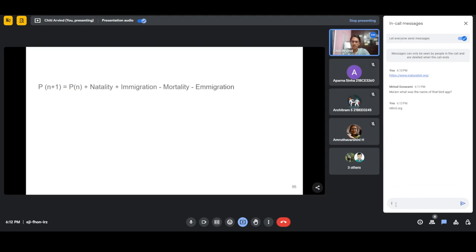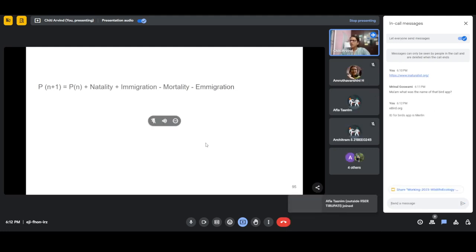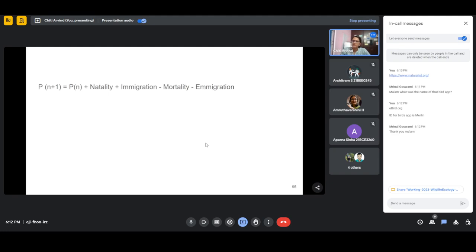And the ID for birds app is Merlin. Okay, so tell me, those of you who can see this on the screen, let's not worry about it being an equation. What does it signify? Any ideas, any suggestions?